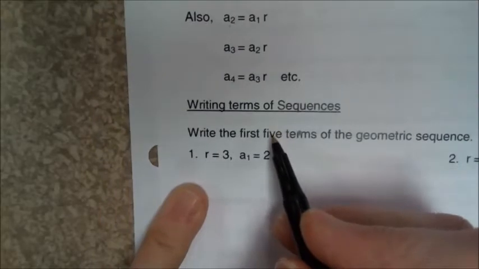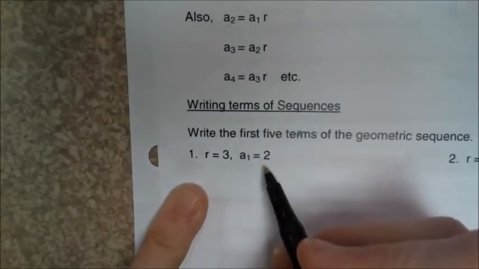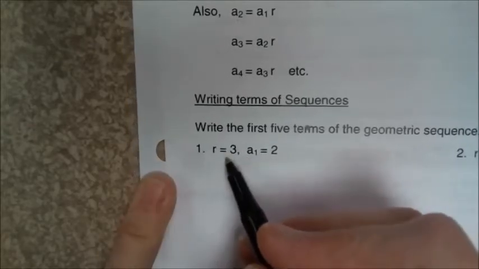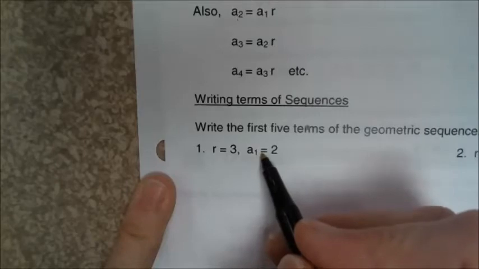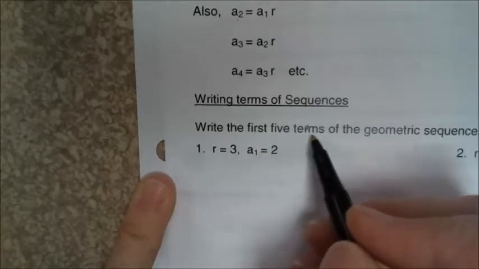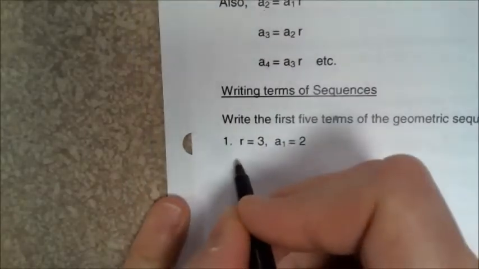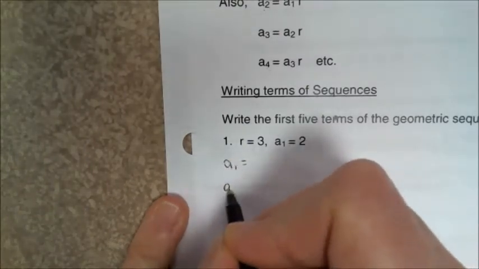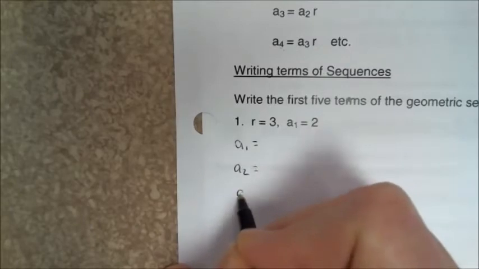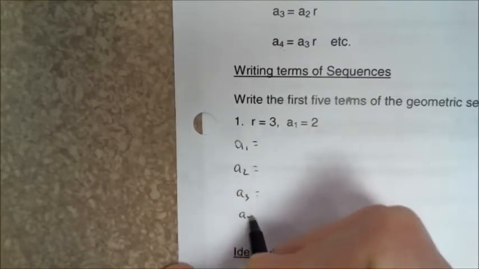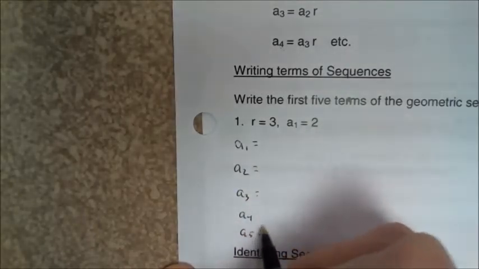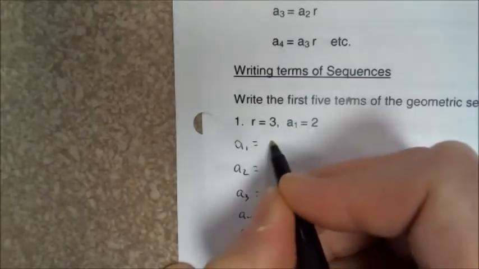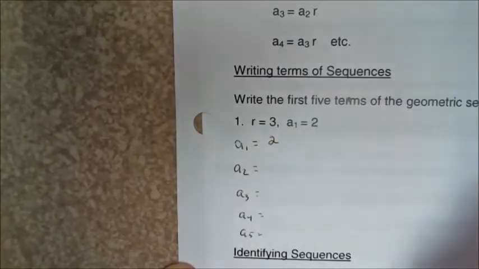What we're going to do now is write some terms of these geometric sequences. The first example, I'm telling you that the common ratio is 3, the first term is 2. So if we want to write the first 5 terms, we'll write them out like this: the first term, the second term, the third term, the fourth term, and the fifth term. Well, the first term they give us is 2.